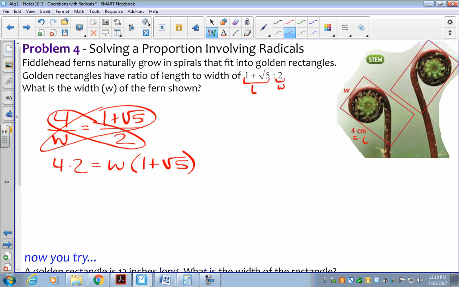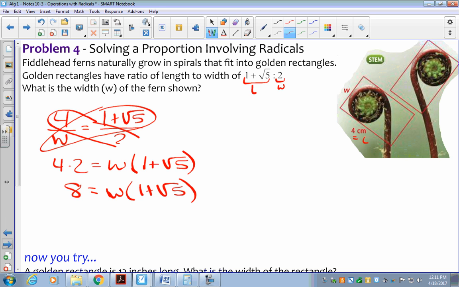All right, so 4 times 2 is 8. And I'm not going to distribute the W. Not distributing the W. We are going to just leave it as it is. There's too many W's running around, it's going to mess up my brain.